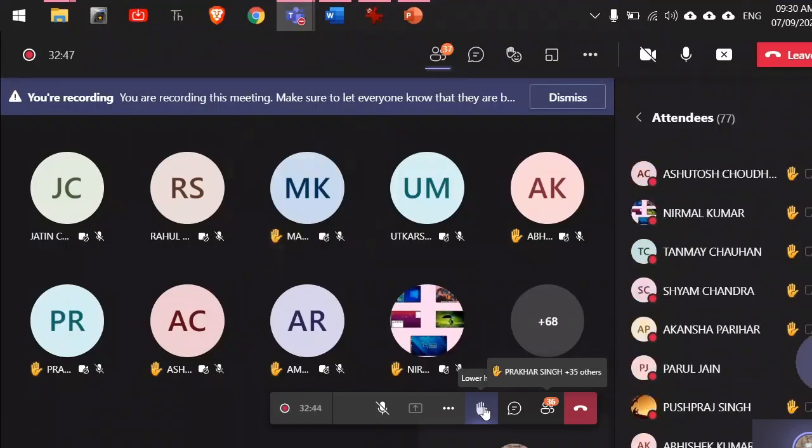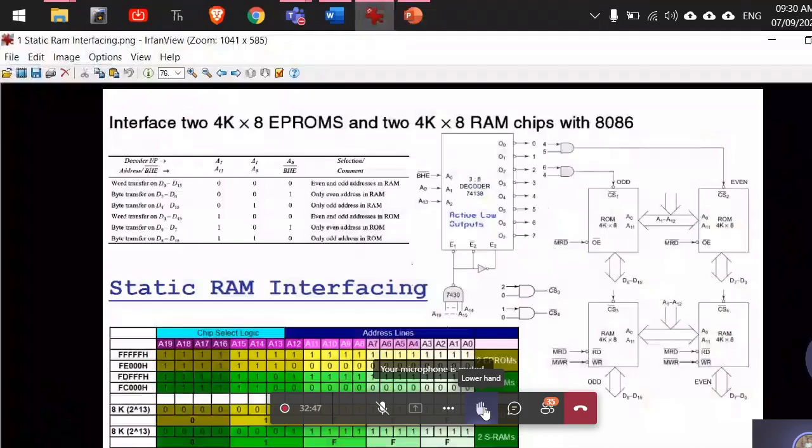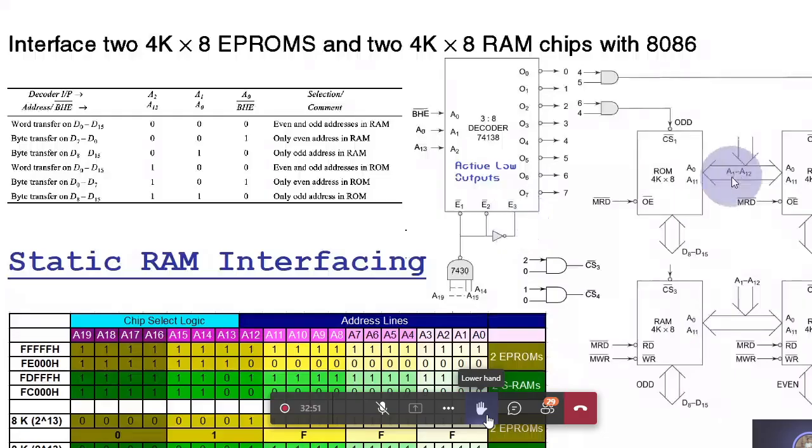Okay, so now the address lines connection is clear to us. A1 to A12 will be connected to both of the chips, and obviously, if you want to designate this as the even chip, then data lines from D0 to D7 have to be connected to this ROM, and D8 to D15 will be connected to the odd ROM.